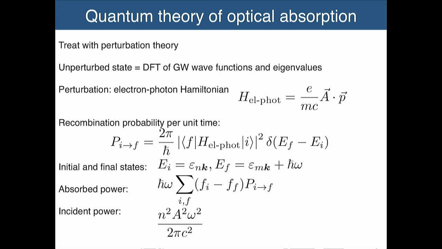Okay. Now, what are the initial and final states? In the initial state, you can assume that you have an electron in some valence band at wave vector k. In your final state, now your electron has gone to a different band, the conduction band, and also you have the energy of the photon. This is the case of emission. In case of absorption, you have the h bar omega in the initial state.